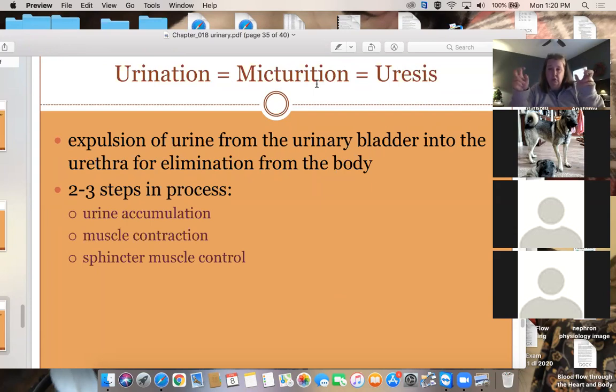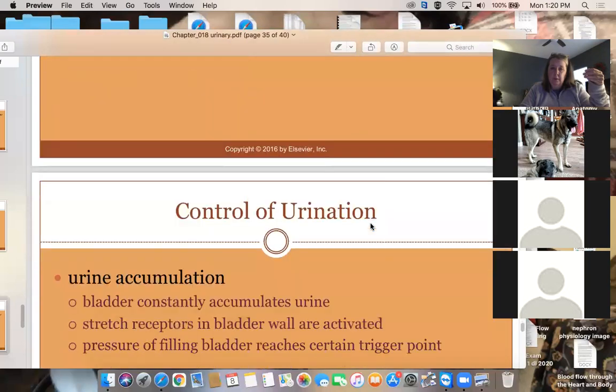Now, what happens is urine accumulates, and then once it's full, now if you remember, I've talked about stretch receptors with other organs. There are receptors on the surface of the bladder, and as it gets to a certain size, they send a signal, and then the brain is going to send a signal back to the detrusor muscle, and then it will start to constrict, and then the sphincter muscle will hold it till it's an appropriate time to urinate. So there's a process to this.